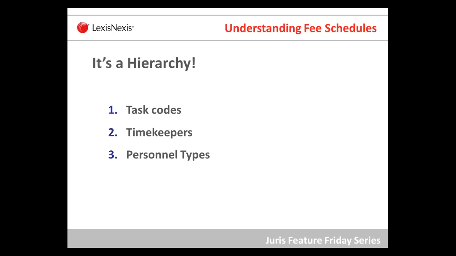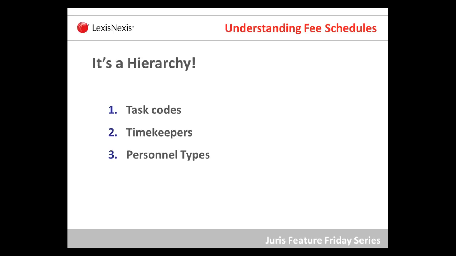The next thing, if Juris can't find what it's looking for in task codes, it goes down to timekeepers. It looks at what timekeepers are listed in that fee schedule for that client. And if it finds the person who's entering time in that list, it looks over to their rate and then knows, okay, well, that's the rate I'm going to use for that entry.